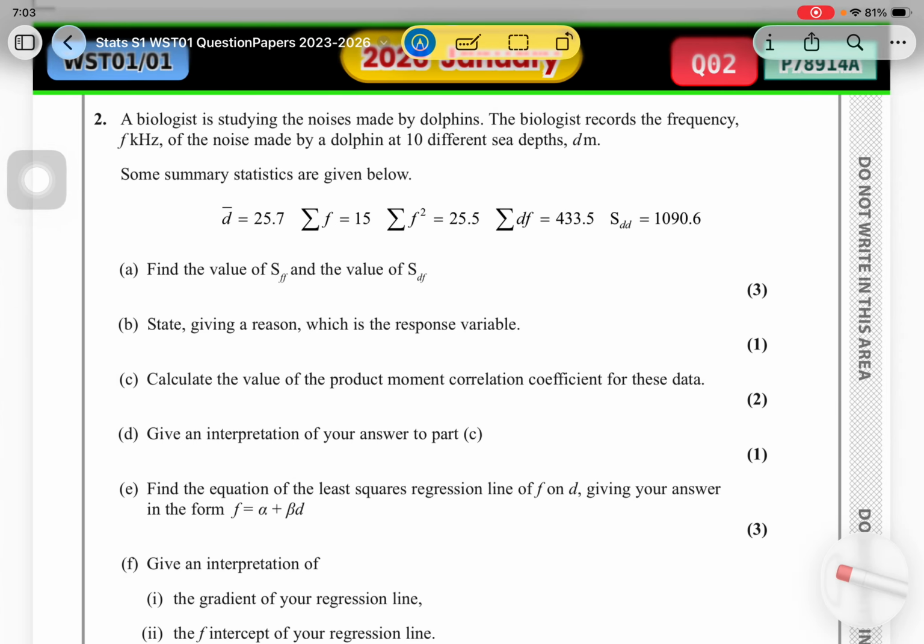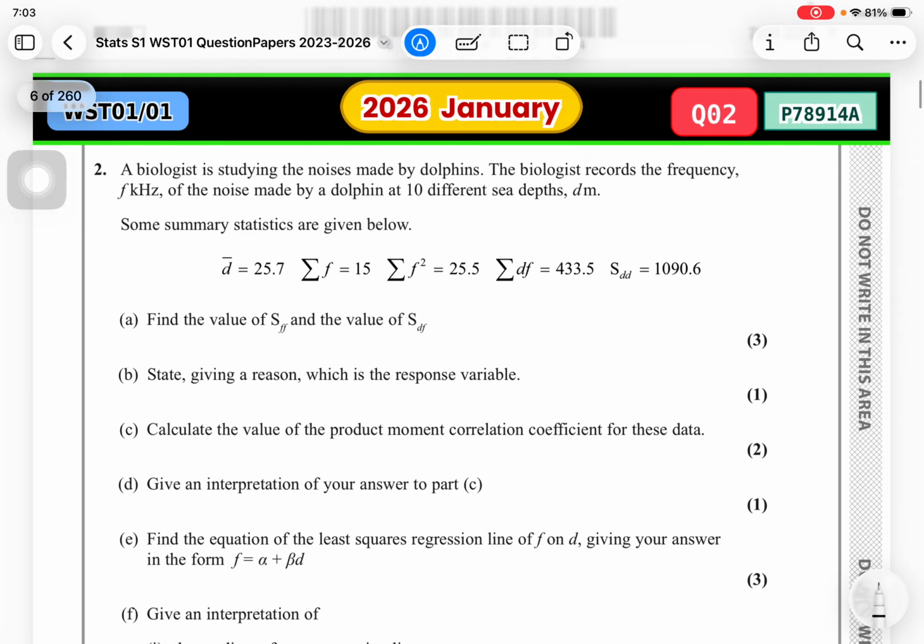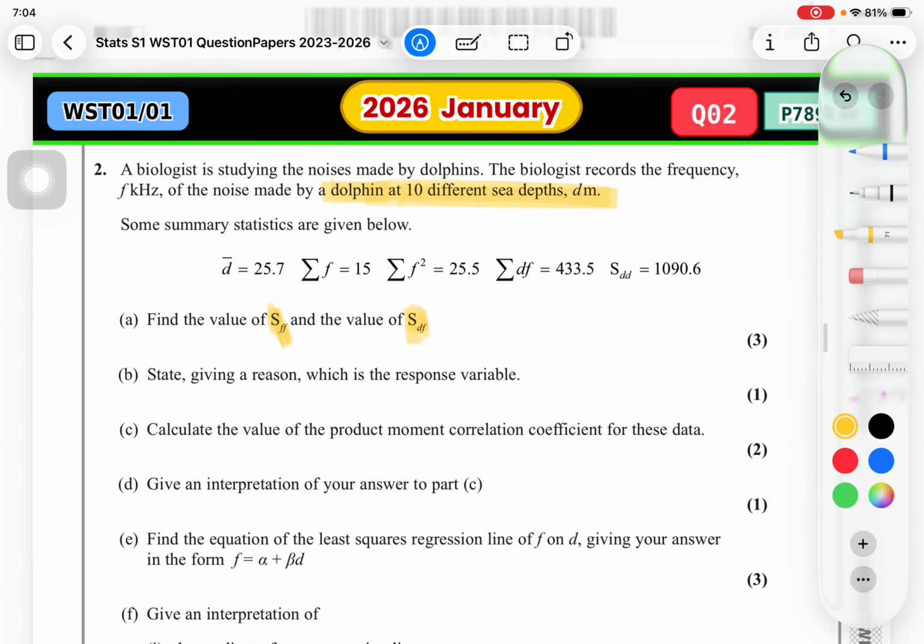Now we are starting with question number 2 of the 2026 paper. They are asking us for SD and SDF, so to get them we need to know the n and other values. Let's read the information. They are saying it was measured by a dolphin at 10 different sea depths. That information was hidden, so we could cut it up.